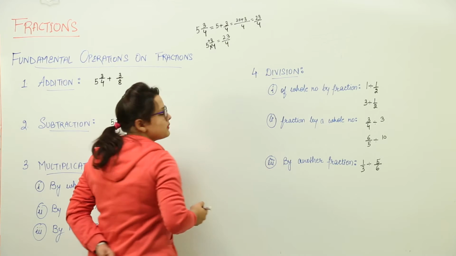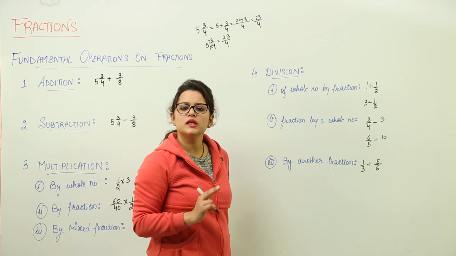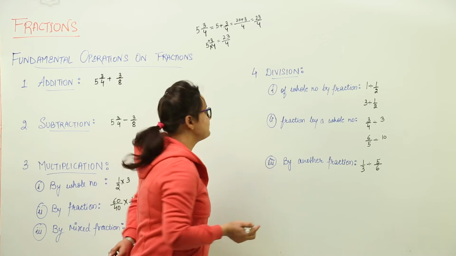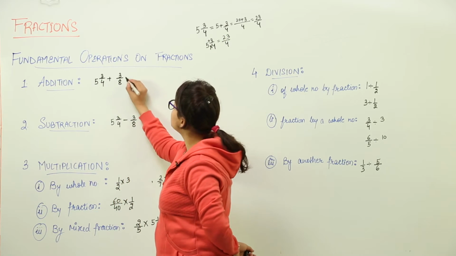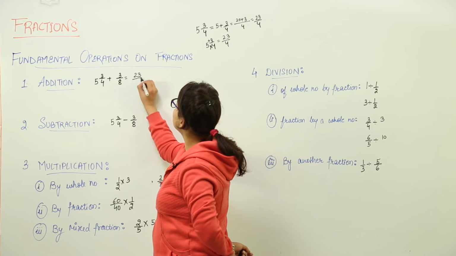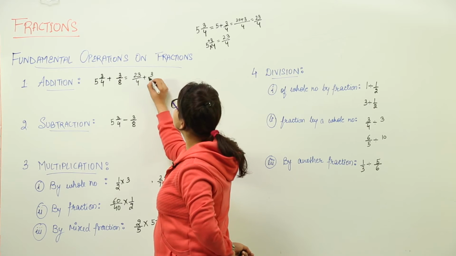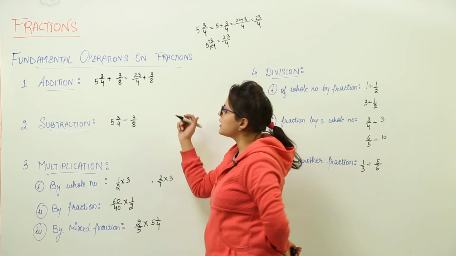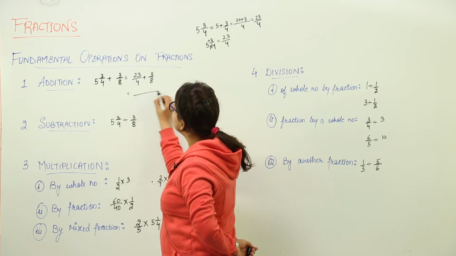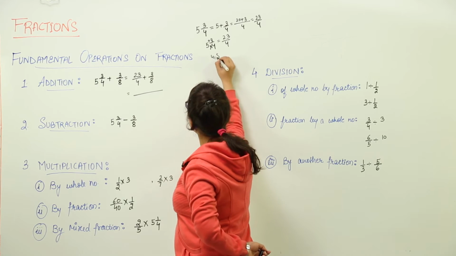This is one direct method. Nothing will go wrong. The answer from both the methods will be same. But this reduces your number of steps. So we get this as 23 upon 4 plus 3 upon 8. Right. Now we have to add these two fractions. How to add them up? We will take out the LCM of 4 and 8.